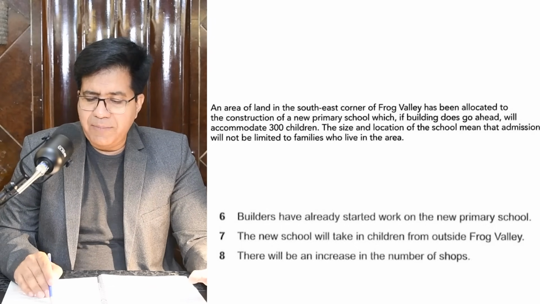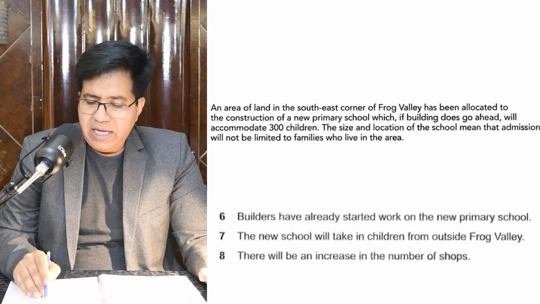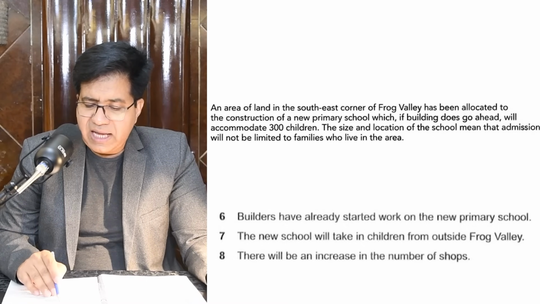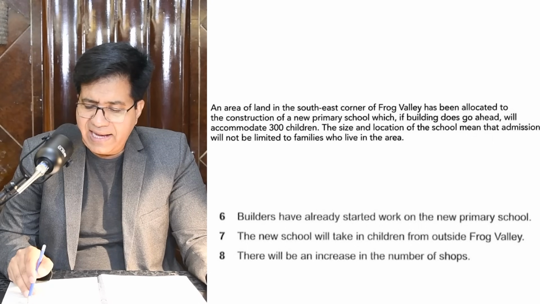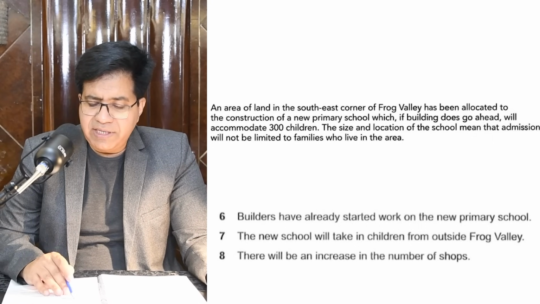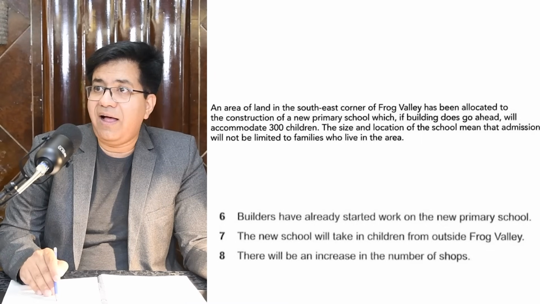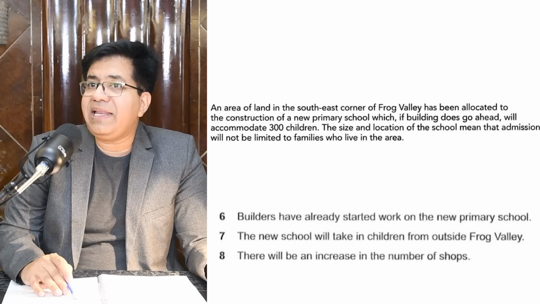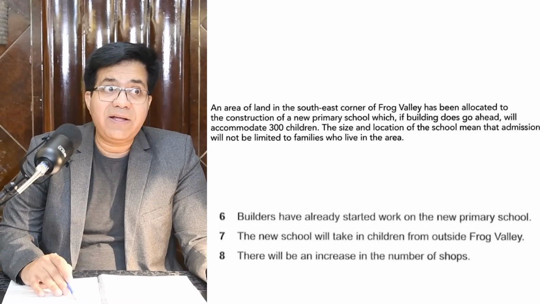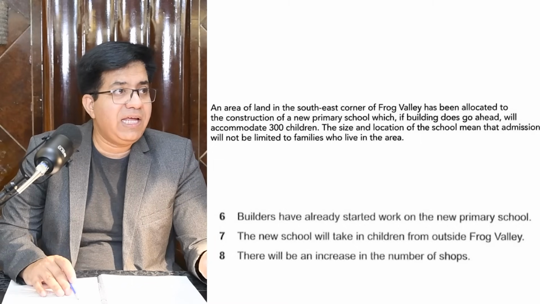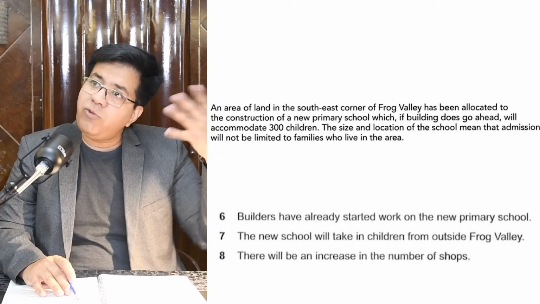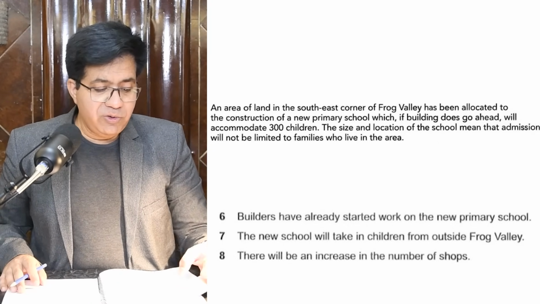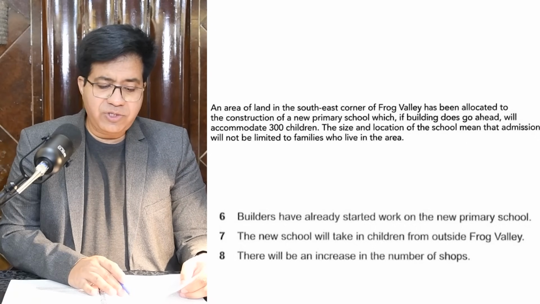They say, which, I'm reading second paragraph, second line after comma. If building does go ahead, will accommodate 300 children. The size and location of the school mean that admission will not be limited to families who live in the area. Who live in the area. What does area mean? Frog Valley. So they say admission will not be limited. It means anyone from Frog Valley or outside Frog Valley can get admission. So what should be the answer? Answer is true. The new school will take in children from outside Frog Valley.